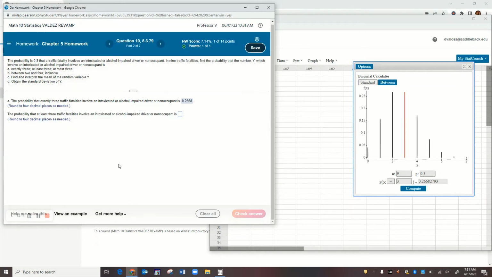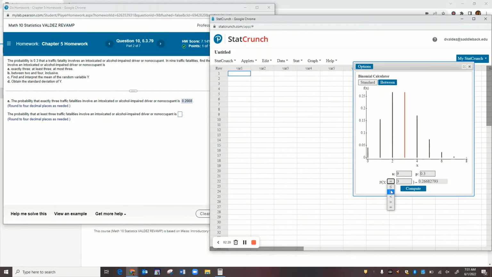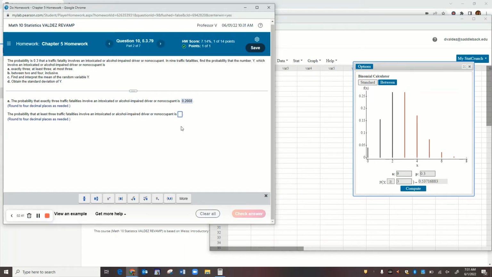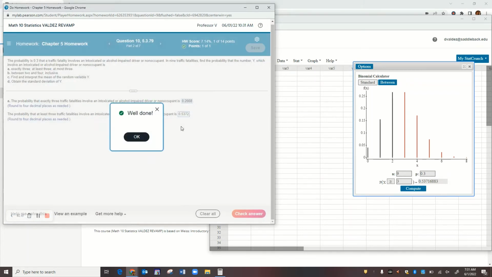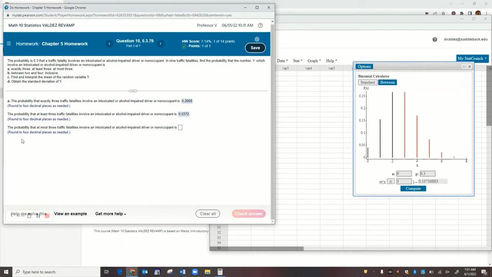Nice work. Thank you. The probability that at least 3 traffic fatalities involve an intoxicated or alcohol impaired driver. At least 3 means greater than or equal to 3, right? 3 or more. I didn't even have to hit compute. Look at that. We're rounding to 4 decimal places again, so 0.5372, since there's a 6 following the 1. 0.5372. Bam. Love it.